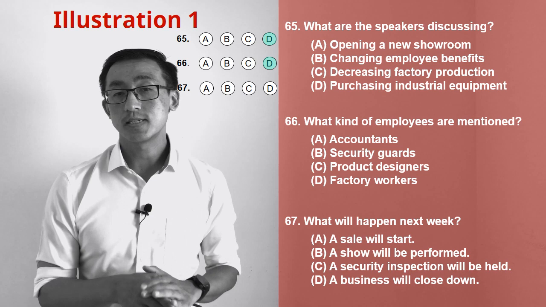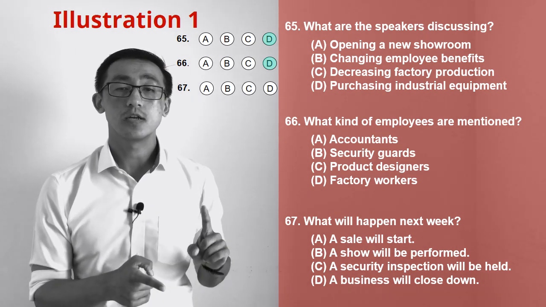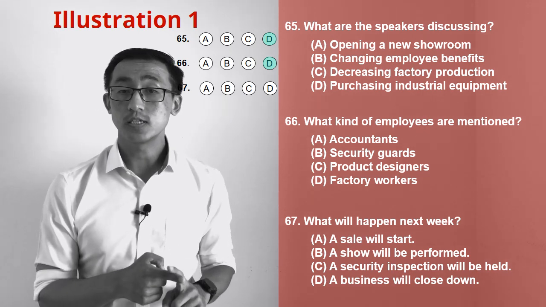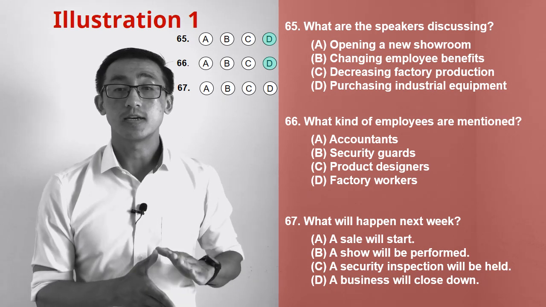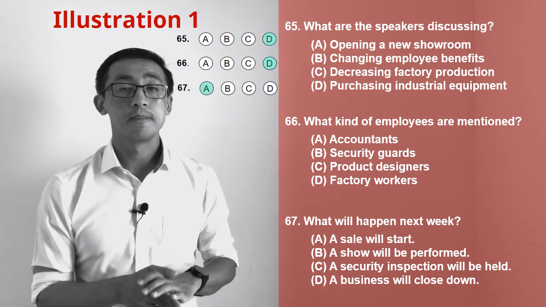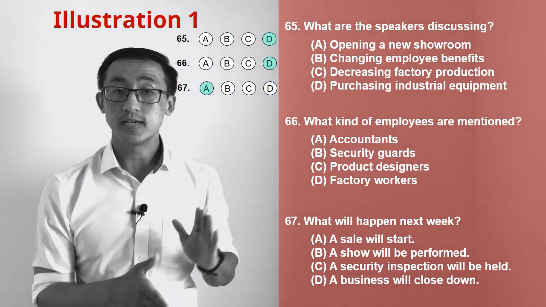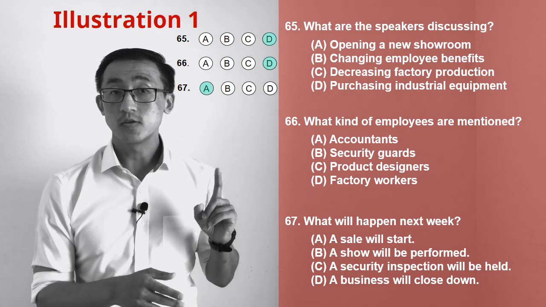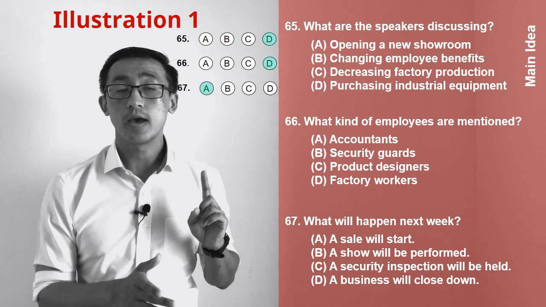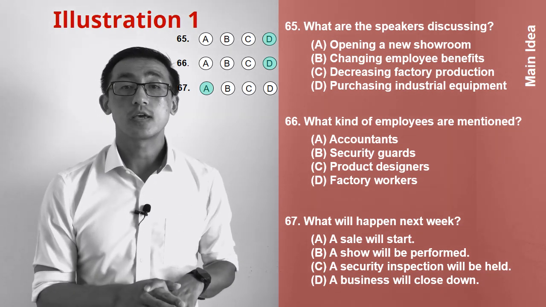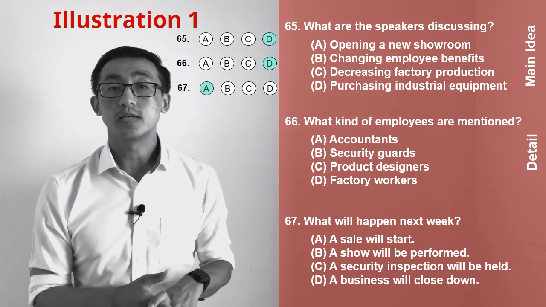And question number 67, what will happen next week? A sale will start, a show will be performed, a security inspection will be held, a business will close down. So for this, the correct answer is a sale will start. Okay, just go back and see questions 65, 66, and 67 and see the type of questions. So 65 is a main idea. And how about 66? They are talking about a detailed question. And what about 67? It's an inference.